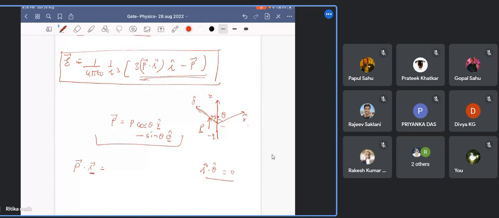Actually, it's not r cube here, because I have taken the r vector. If I take r cap, which is r vector divided by the magnitude of r, in that case it will be r cube. For example, if I calculate here p vector dot r vector, it will be P cos theta, and there is also r due to this mod r. This is how it is calculated: mod p, mod r and cos theta. So you are left with P r cos theta here.